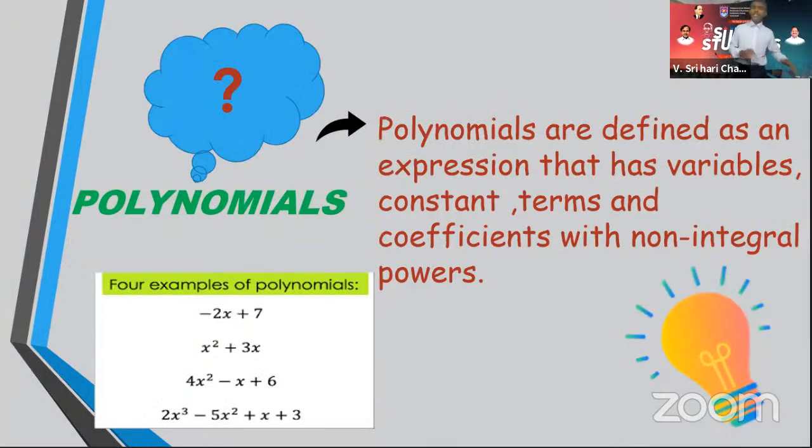So far we have been learning about algebraic expressions. As our classes go on, now we are learning about polynomials. So what is meant by the word polynomials? Such a new type of word. Here is the definition: polynomials are defined as an expression that has variables, constant terms, and coefficients with non-integral powers. This definition is somewhat difficult to understand, right? So to make it easier, let's look at a story.